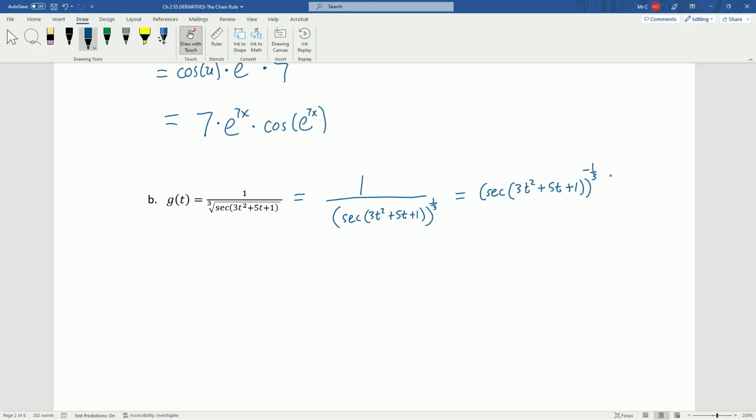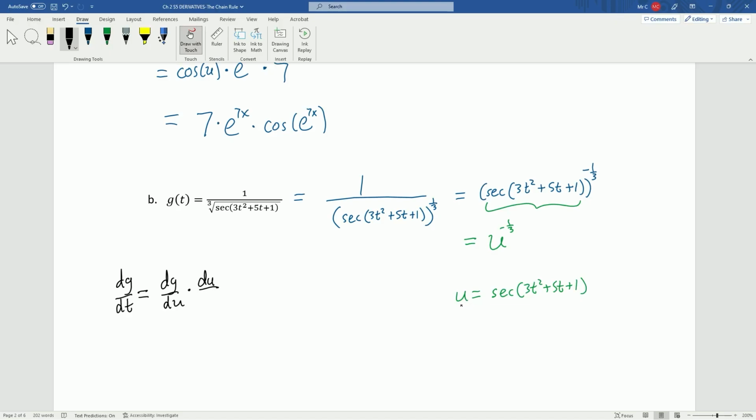So now I look at this and I say, well, what's my outermost function? It's this whole thing to the negative 1/3 power. That's the outermost operation. So I'm going to rewrite this as u to the negative 1/3 power. And u is going to be secant of 3t squared plus 5t plus 1. All right, so let's go ahead and write out our rules so far. We want dg dt. We're starting with dg du. Right, this is the function g. We replaced the inside of the function with u. Now we need to get rid of du on the bottom.